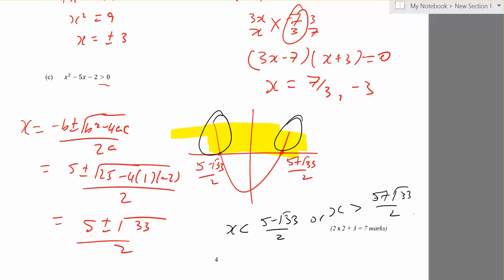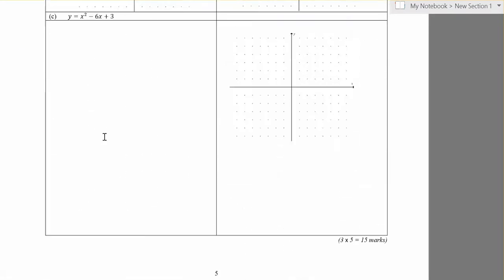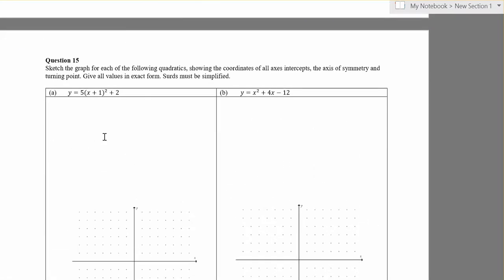Okay, so those are your two solutions because we want the graph to be greater than 0. Okay, that's when it's greater than 0. Sketch the graph of these ones. So I want to sketch the graph. Now this is in TP form already, so I can read the TP. TP would be given by -1, 2.